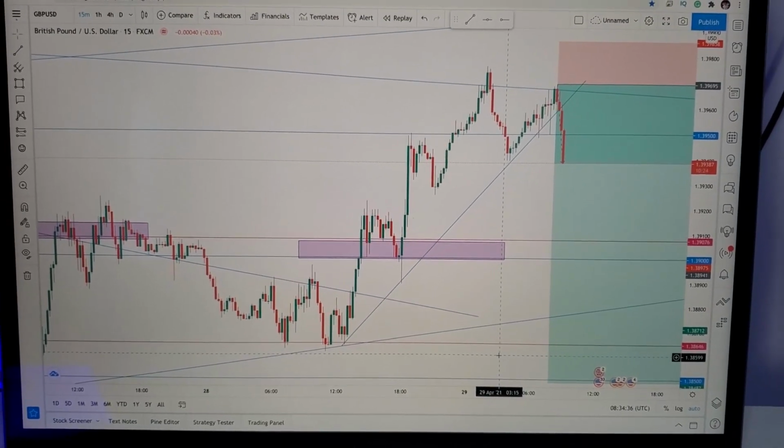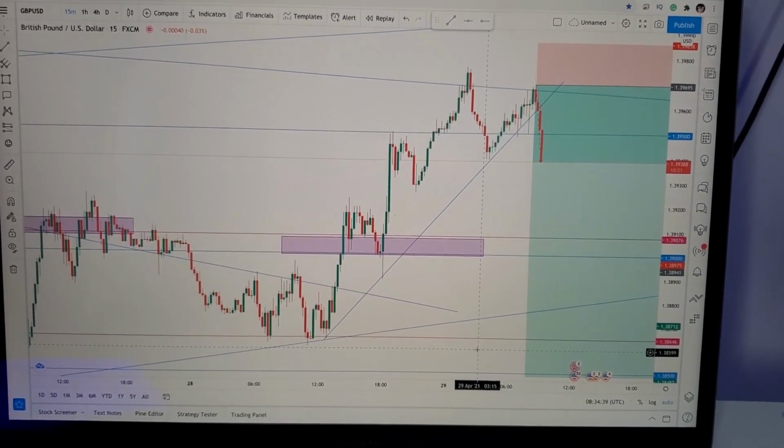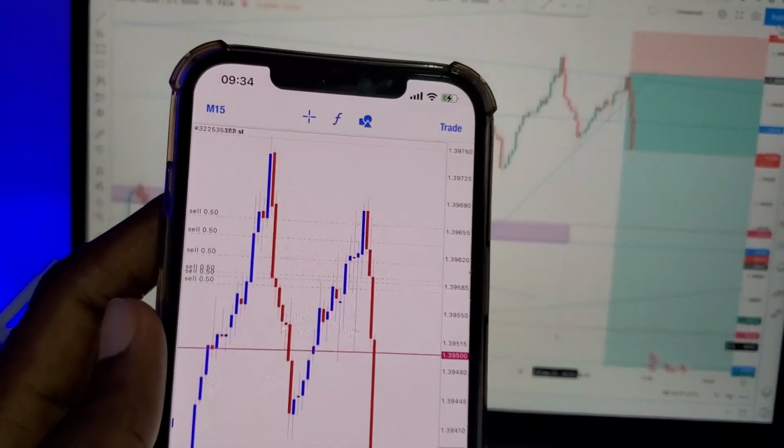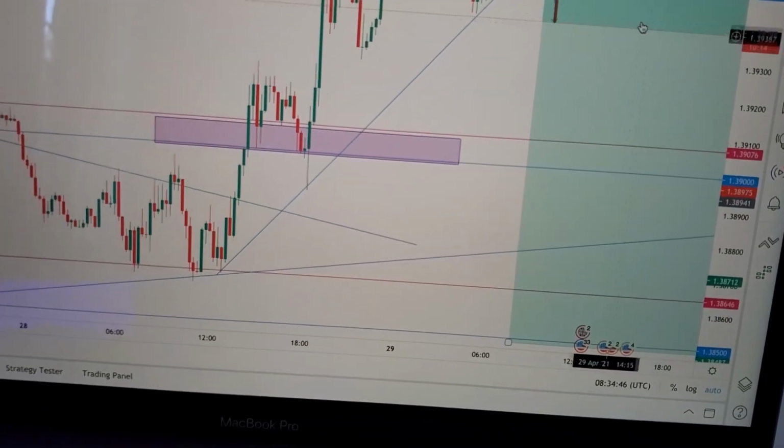So fingers crossed. I'm going to be breaking even now, so that's why I'm filming. I want to break even to somewhere close to that 1.39500, which is somewhere here. So I want to be breaking even to this point.